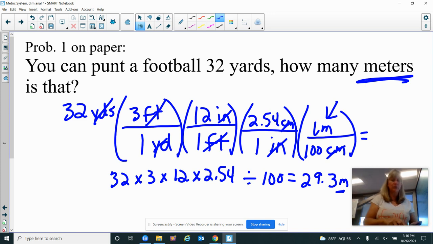Okay, so you need to try the other ones on that paper as best you can. Try to set them up this way so that you're following the units and doing your multiplying and dividing at the end. Okay, so just try this and we'll see how you do with it.